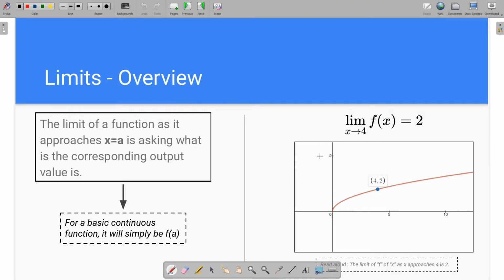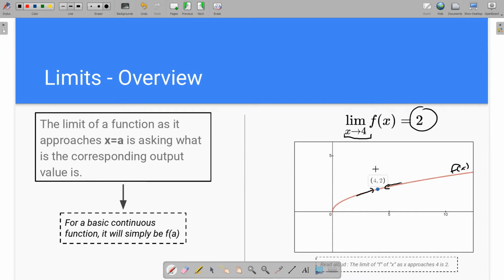And graphically, if you've got the graph in front of you, all you need to do is actually look to see what's happening. So here we've got f of x, and we're being asked to find what's the limit as x approaches 4. I can look at the graph here and say, okay, as x approaches 4, it's getting closer and closer to 2. It's getting closer and closer to 2 from the left and the right-hand side. So the limit then is 2.